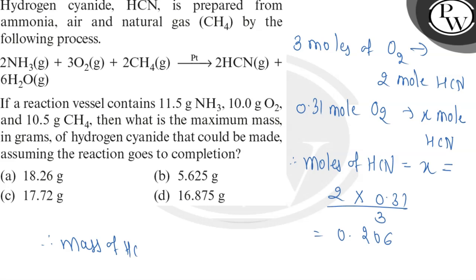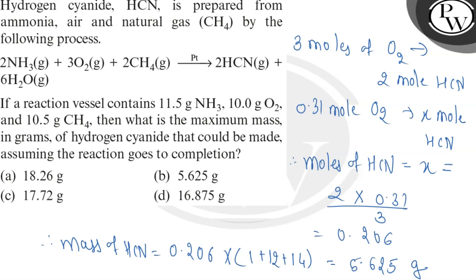So therefore mass क्या आएगा? Mass of HCN is equal to 0.206 multiplied by molecular weight of HCN, that is हाइड्रोजन का 1, कार्बन का 12 and नाइट्रोजन का 14. So is equal to 5.625 gram. It is the correct answer. So option B is right one. Option A wrong है, option C wrong है, option D wrong है. Option B is correct one. Hope you can understand. Best of luck.